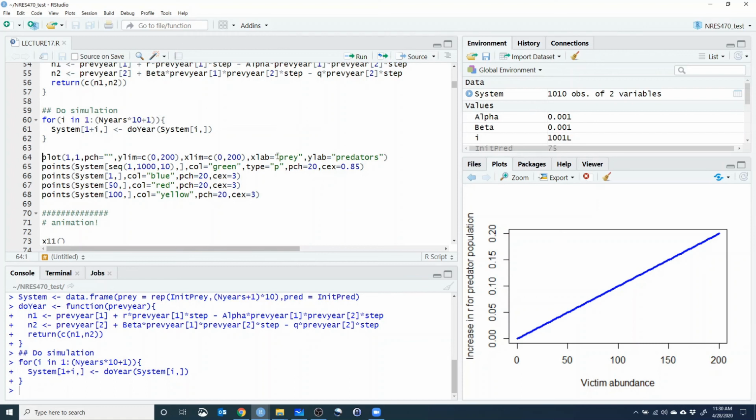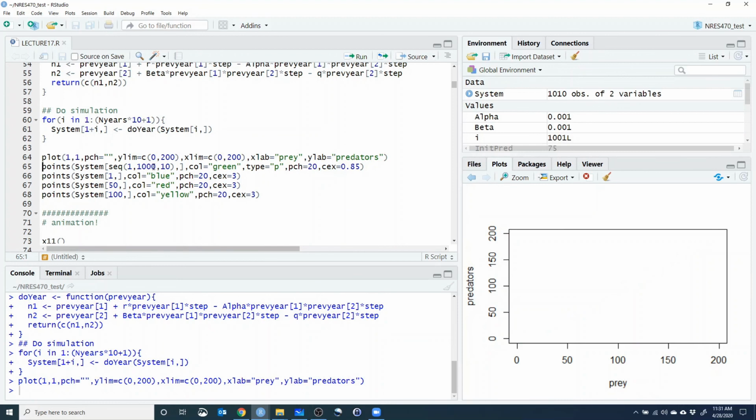So the x-axis is going to be the prey. We give the prey abundance and the predator abundance. So I'm going to make a blank plot first. This is just a simple way to make a blank plot in R. Don't worry about those. But the prey are going to be on the x-axis and the predators are going to be on the y-axis.